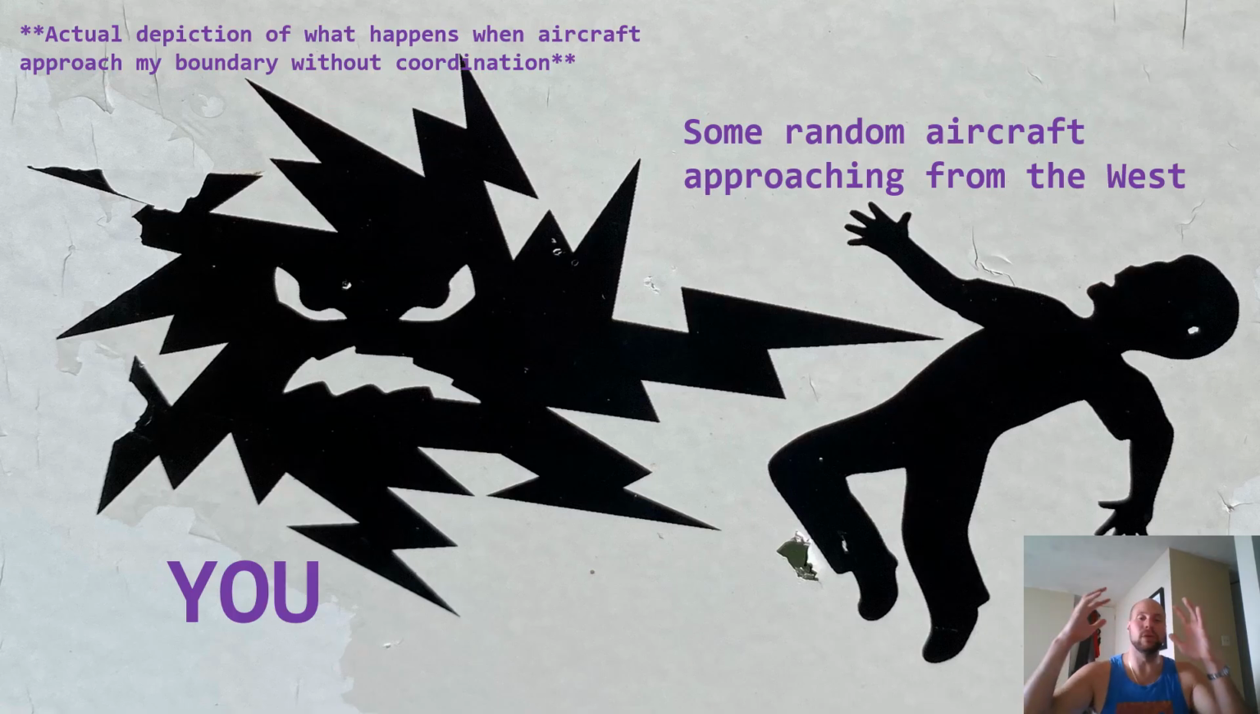Well, would you look at this actual footage of you, this ball of electricity, right? Plasma and all different kinds of phases of matter, and just electrons and neutrons going and a whole bunch of funny stuff. That's you and some random aircraft approaching from the west. And this is an actual depiction of what happens to you when aircraft approach my boundary without coordination, right? So it's just funny. You are just this wonderful force field of positive energy, even though he's kind of frowning. But let's just say that's like your smile or something.